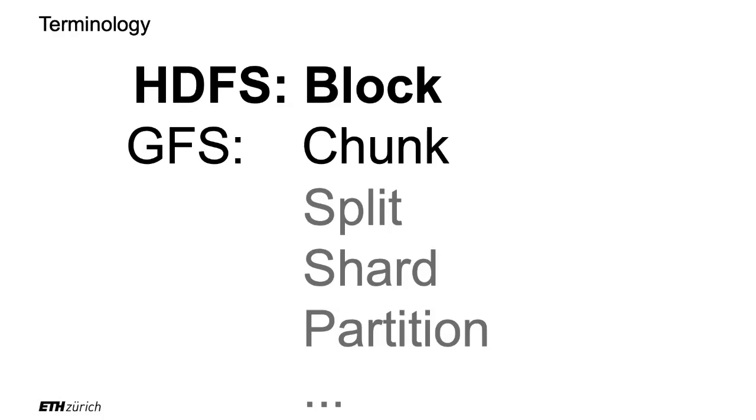Mathematicians will call it a partition, and so on and so on. So there are many, many different words you can use to actually mean the same thing, right? All you're doing is dividing something large into several smaller things. And you can call these smaller things a block, a chunk, a split, a shard, a partition. It doesn't really matter, right? This is really the idea. Now, if you manage to remember that in the context of HDFS, we say block, GFS, we say chunk, MapReduce, we say split, and so on, that's good.